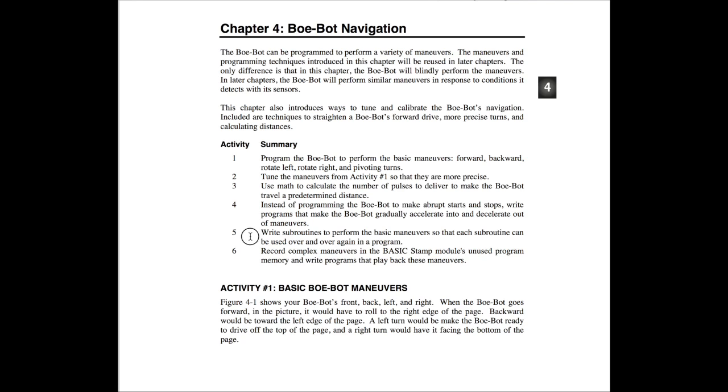Activity 5, write subroutines to perform the basic maneuvers so that each subroutine can be used over and over again in a program. In Activity 6, record complex maneuvers in the BASIC Stamp module's unused program memory to write programs that play back these maneuvers. Okay, so let's look at a few of these. We probably won't get to all of them.